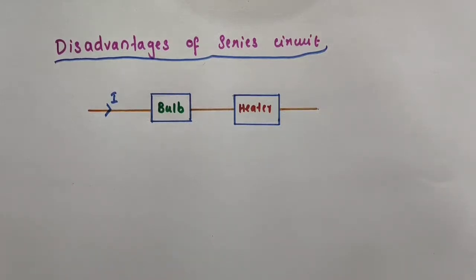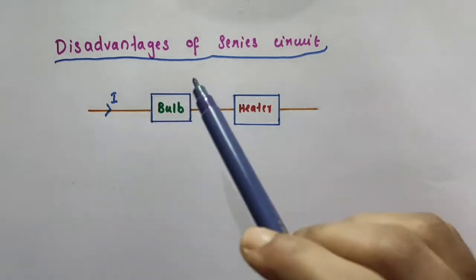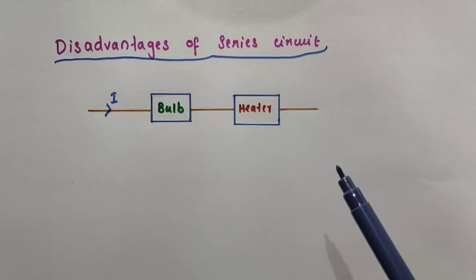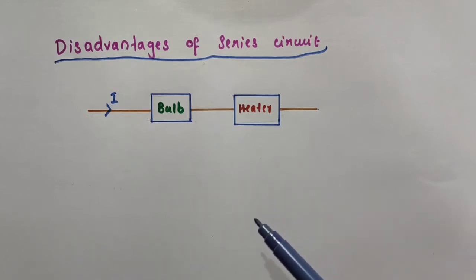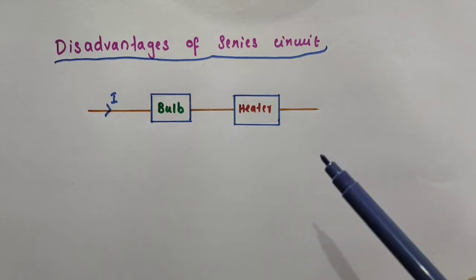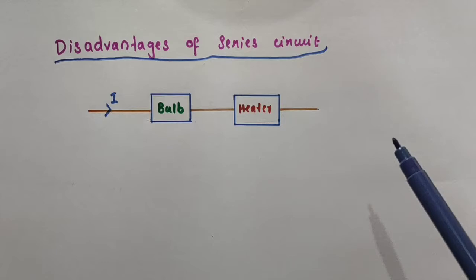Hello everyone. In this video, we are going to discuss the disadvantages of series circuit. In our previous videos, we have discussed circuits with series combination of resistors and circuits with parallel combination of resistors. We have seen that in a series circuit, the current is constant throughout the electrical circuit.